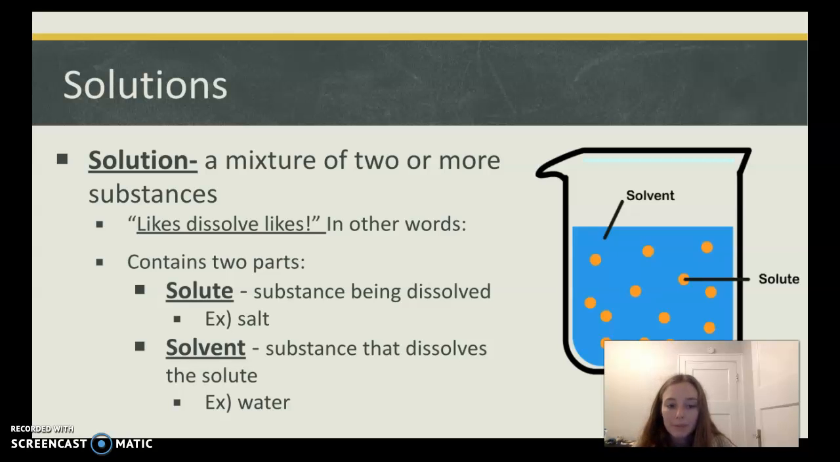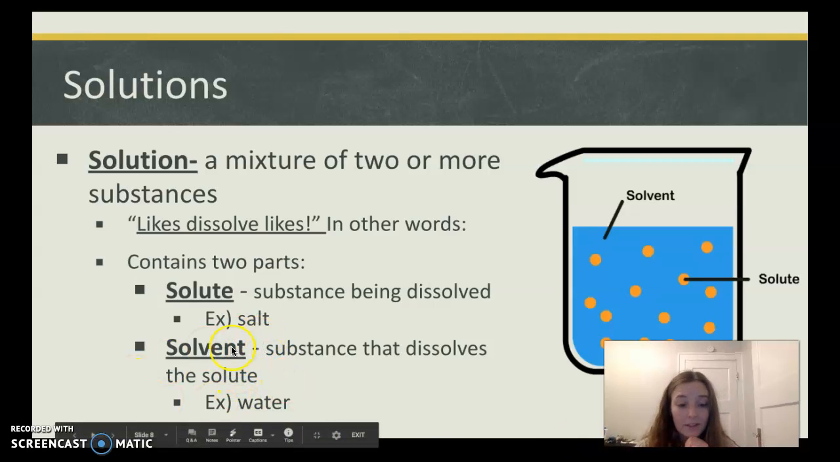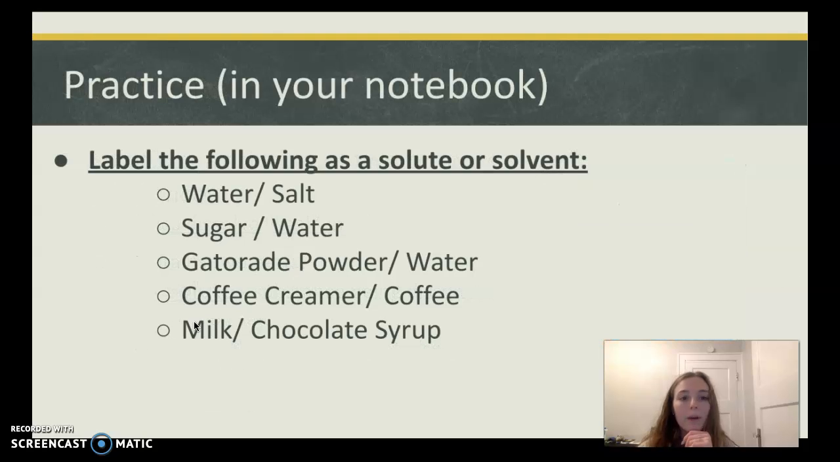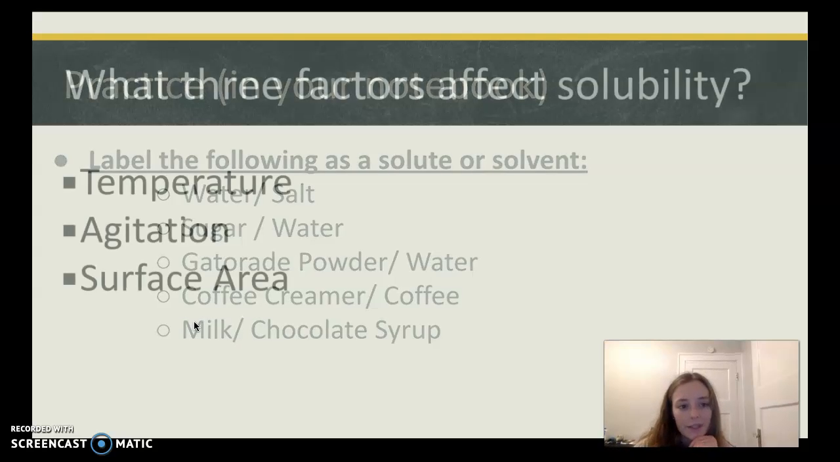And how I remember that is, typically speaking, your solute is in smaller amounts and your solvent is in larger amounts. So if you were making salt water, you'd have more water than salt. And solvent is a longer word and solute is a shorter word. So solute, small, solvent, typically big. Pause the video, practice these in your notebooks. Label the following. So is water a solute or solvent? What about salt? And then try the next 4 on your own. When you are done, you may continue on with the video.